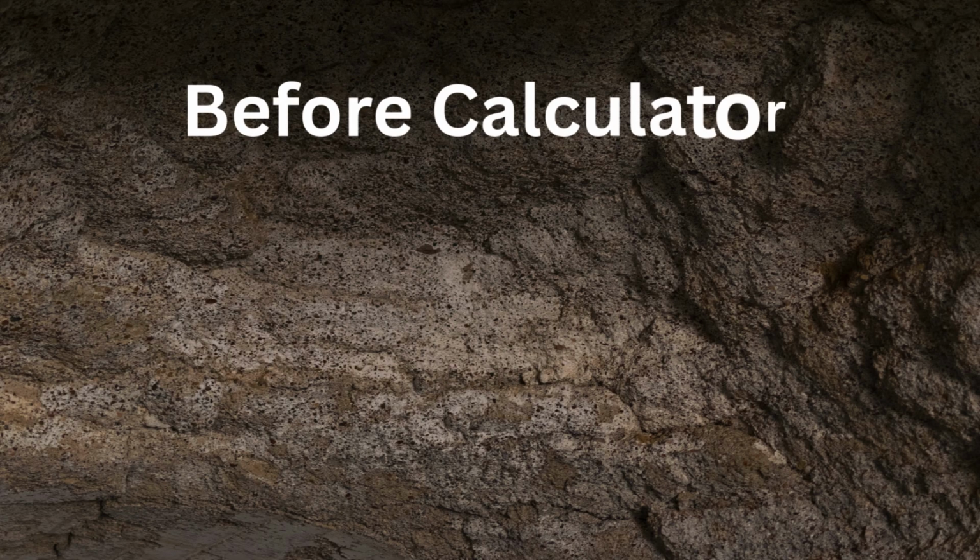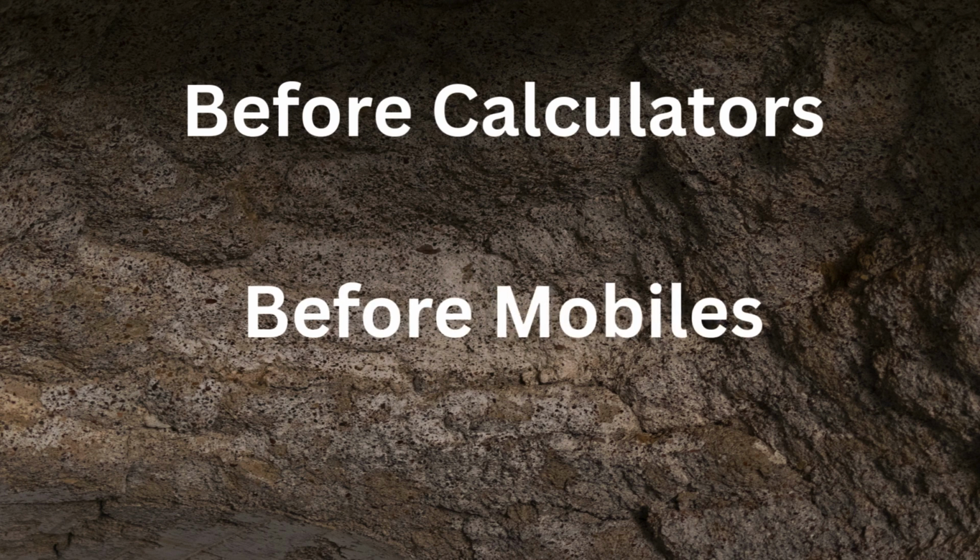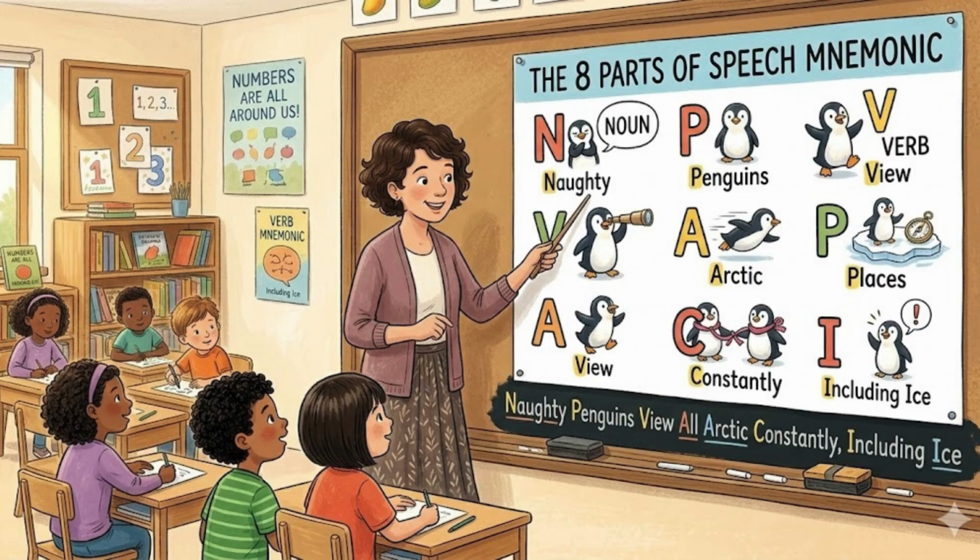Imagine that before calculators, before mobile phones, people used clever sentences to remember numbers. For example, students sometimes use a mnemonic sentence to remember the 8 parts of speech, and each first letter helps us recall them. Naughty penguins view all Arctic places constantly, including ice. Memory tricks make learning faster and easier.